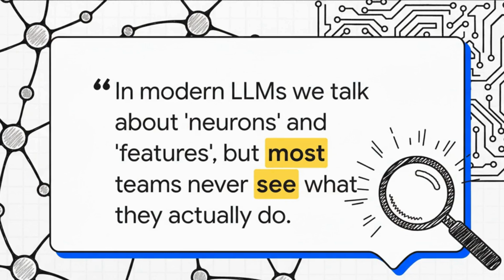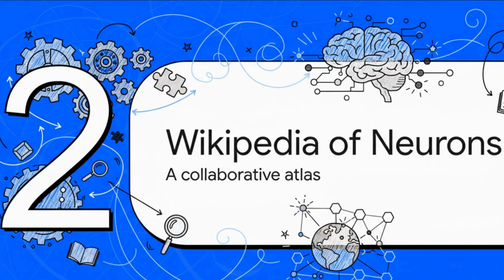We use these biological terms like neurons to describe how the models work, but really, that's just an analogy. We haven't had a way to actually peek inside and see what a specific neuron or feature is responsible for until now. So, how in the world do you map a mind that isn't biological? Well, you build a Wikipedia of neurons, and that brings us to the tool that's at the heart of our explainer today, Neuronpedia. Think of it as a collaborative atlas for the AI brain.